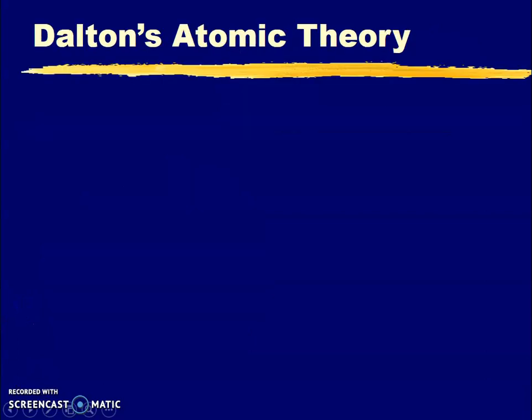Okay, so let's start by talking about Dalton's atomic theory. So Dalton here refers to the scientist John Dalton. He was an English physicist and chemist. Okay, and this theory is named for him since he was the first one to eloquently state it and share it with the scientific community. So we have several parts to his theory here. Ready?